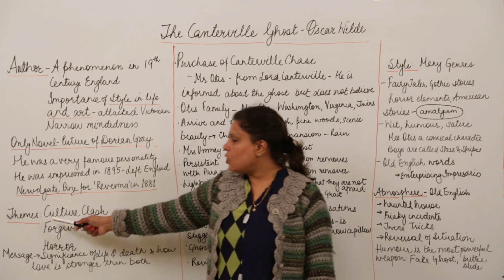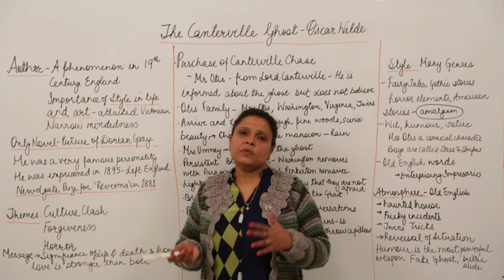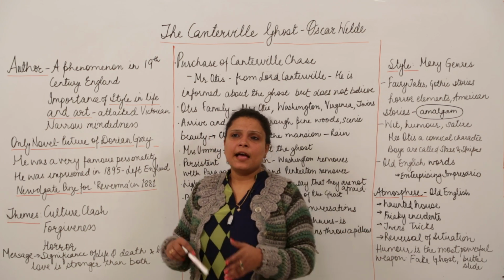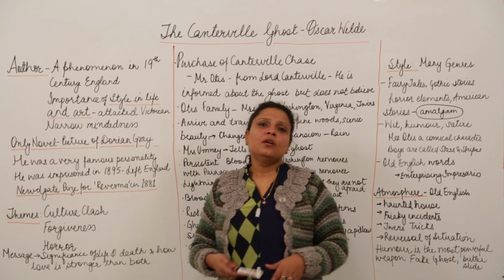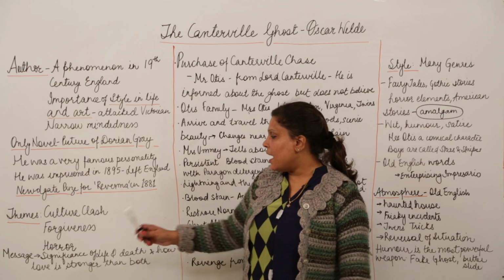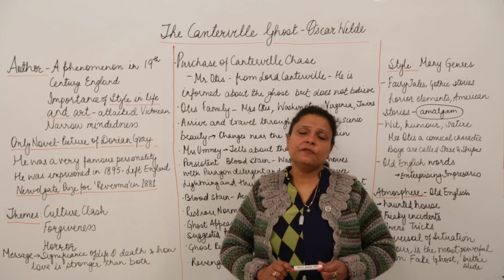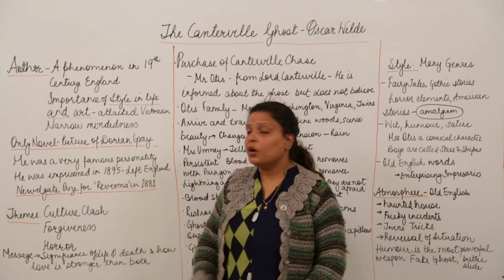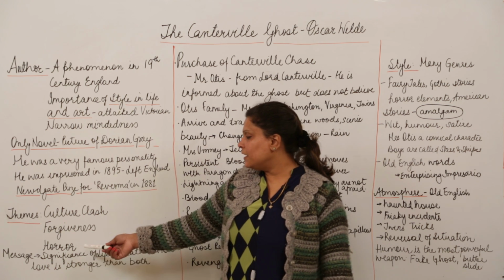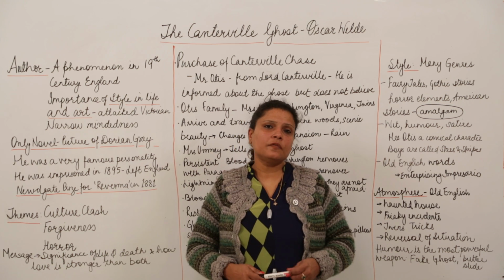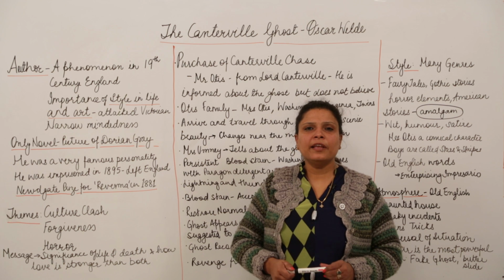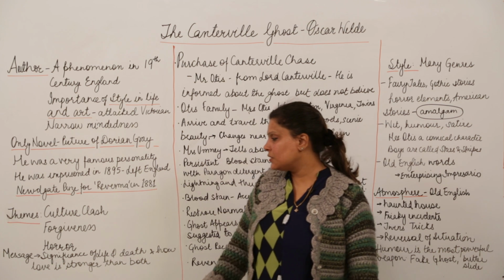It has themes of cultural clash. It is a story about the Otis family and their cultural clash with the Old English culture. And forgiveness. There is a ghost in the story who is at last forgiven through the importance of love. And then there is, of course, horror. There are lots of horror elements in this story, but they are all funny and humorous.